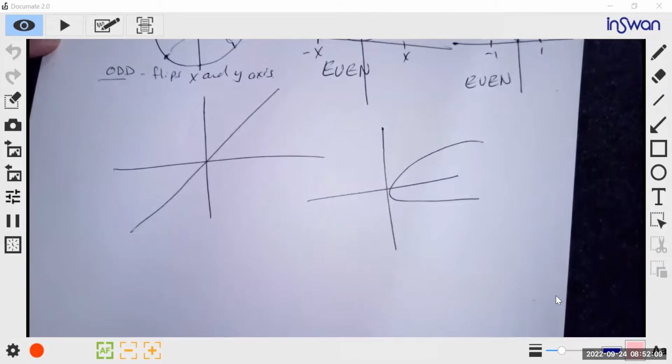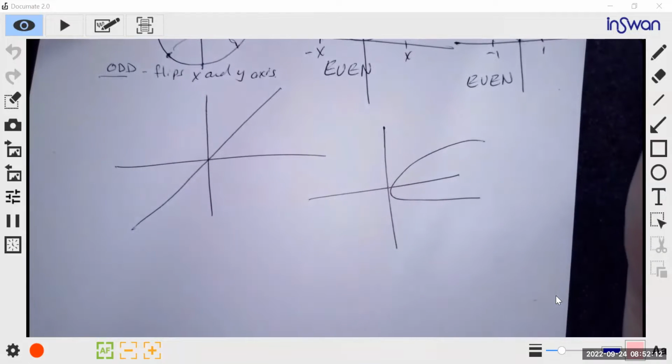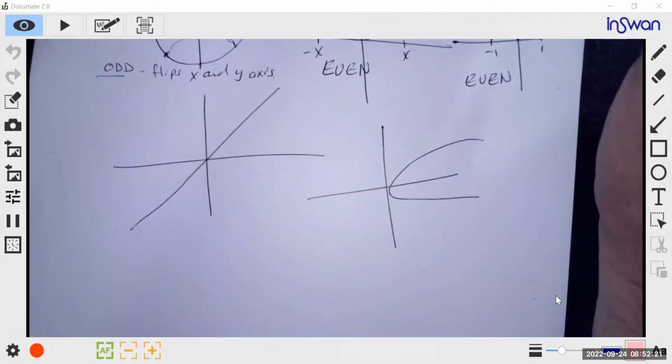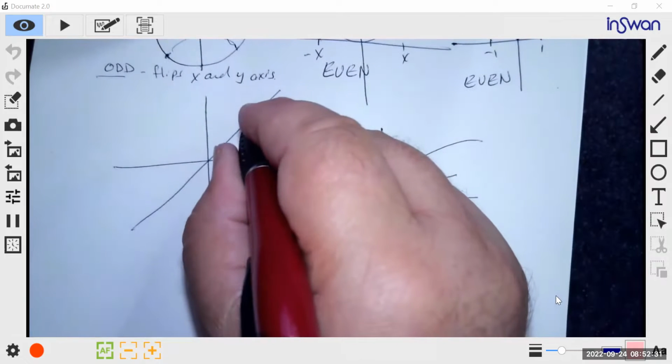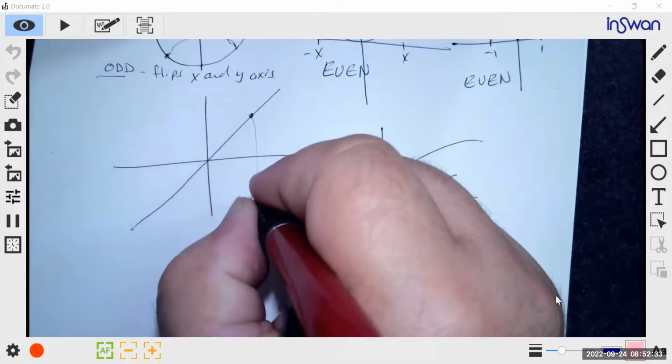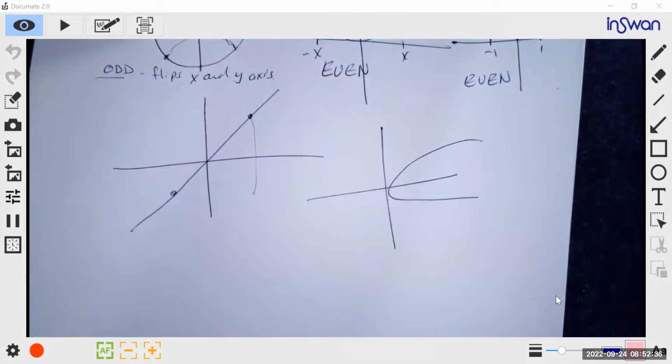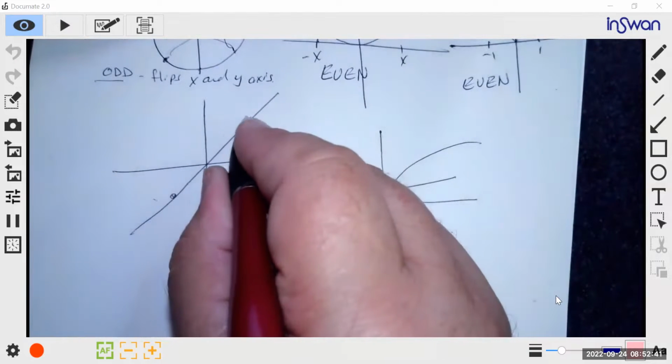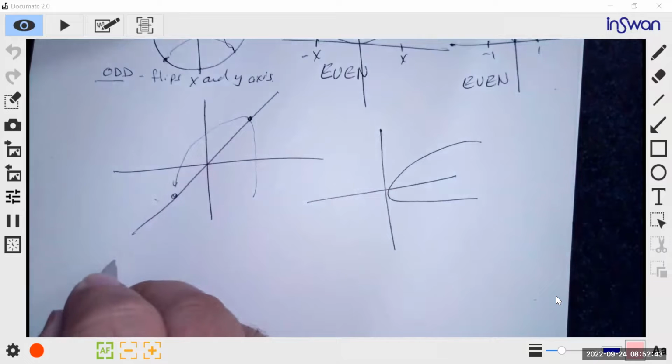All right, the next one. A diagonal line. Neither. Remember, okay, to be odd, what does it need? Negative and positive results. Right, it has to have a flip on the x-axis and a flip on the y-axis. Or flip across the y-axis and down. So if it's symmetric about the origin, then it's odd.